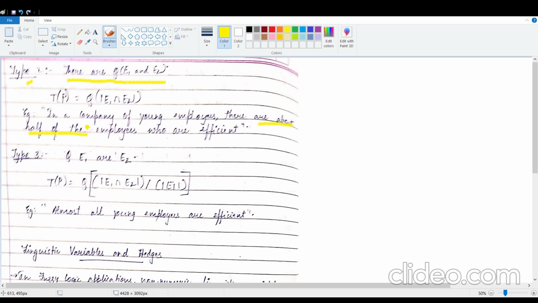And what are my 2 fuzzy predicates? One is definitely efficient, whereas the second one, if you guessed young, then you're definitely right. Yes. So this is my predicate number 1 and this is my predicate number 2. If you have statements of this sort, then your truth value is found out by a formula like this.